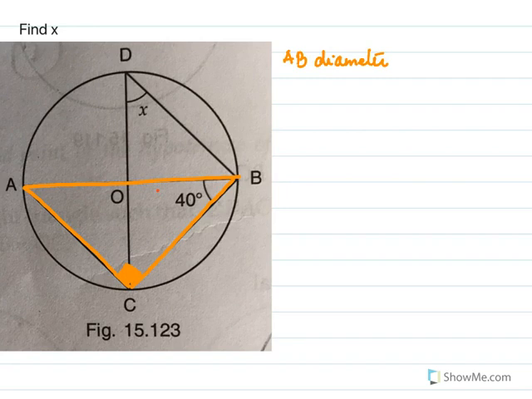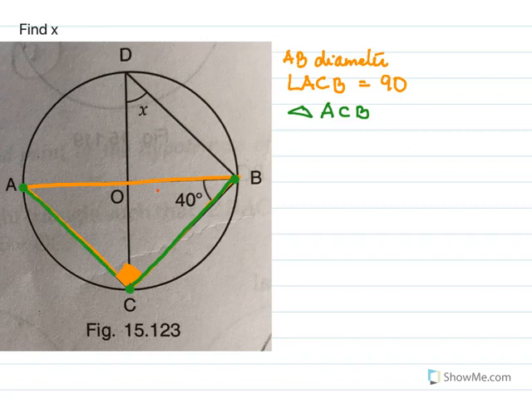How will you name this angle? This angle is ACB. ACB equal to 90. Now if we take up triangle ACB, the triangle ACB, let's darken it. You have ACB. In this triangle, we have three angles. We have 40, we have 90. So we can find now the third angle.